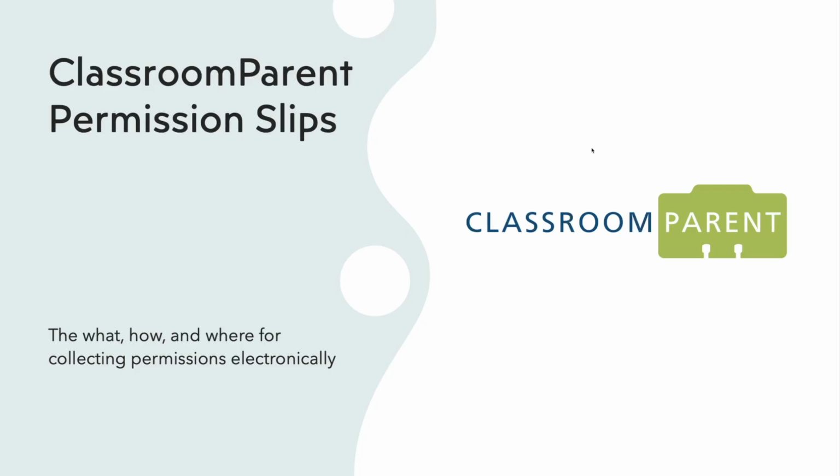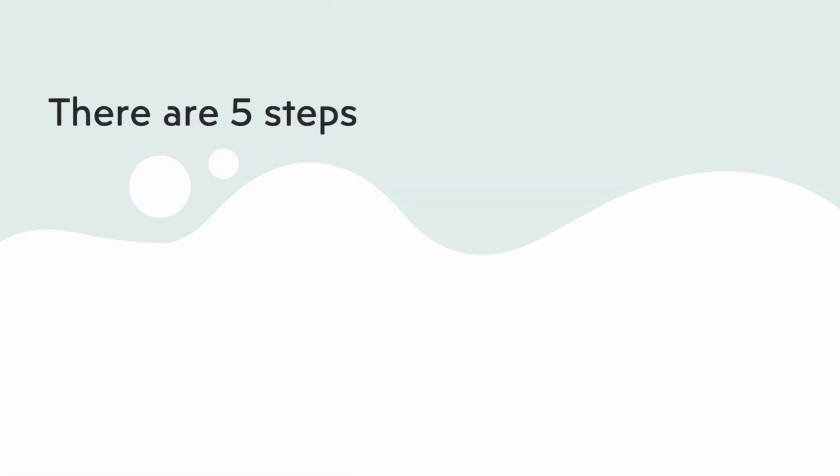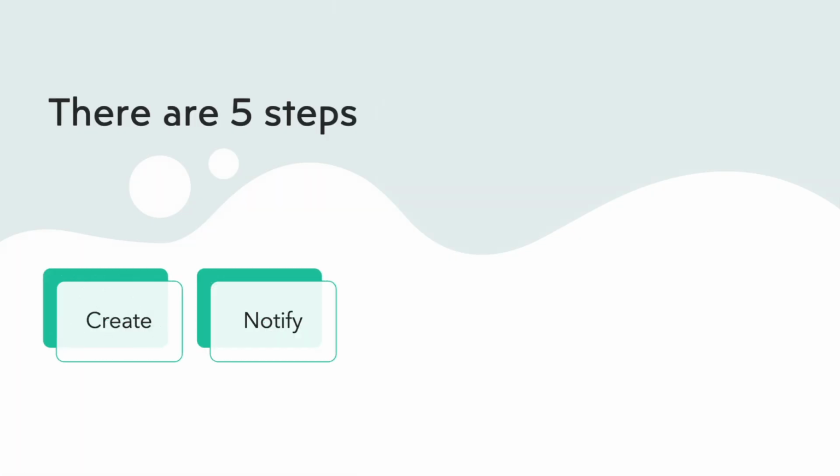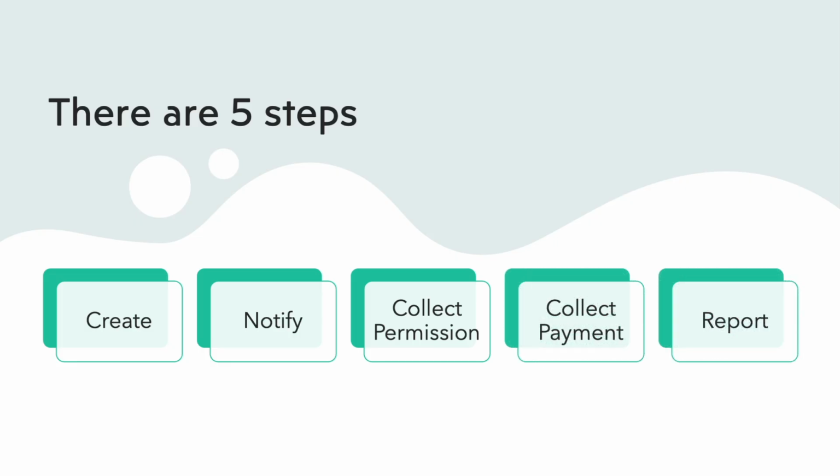Welcome to an overview of ClassroomParent's permission slip functionality. There are 5 steps to employing permission slips. You create one, you notify parents about it, collect their permissions, collect payment, and then view reports.